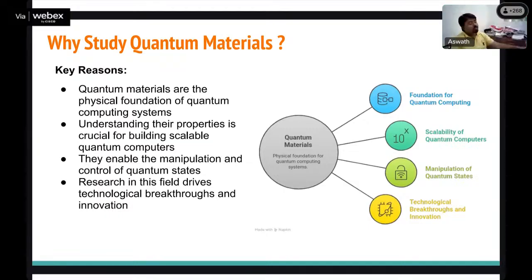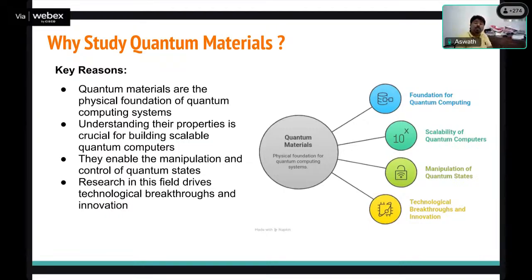Fine. So they enable the manipulation. These quantum materials enable the manipulation and control of quantum states. Let's say I have quantum states, or qubits. I want to change them, process them through some gates. So how were these gates realized in the first place?